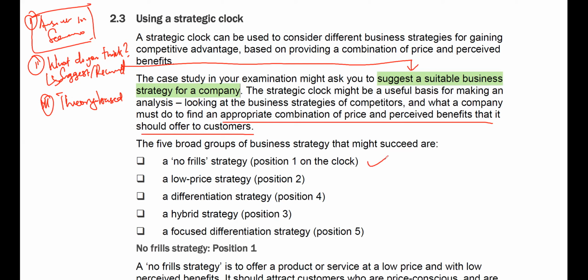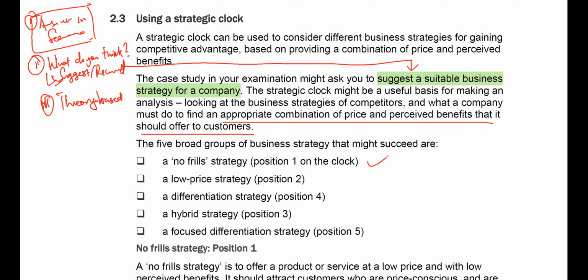So this strategy has been used by low-cost airlines, which offer a basic service for a low price. Now, with a no-frills strategy, customers understand that they are buying a product or service that gives them fewer benefits than rival products or services in the market. So the person himself knows that what he is buying is a basic product, so it should come with a basic or small price, right? Okay, are we okay with that?